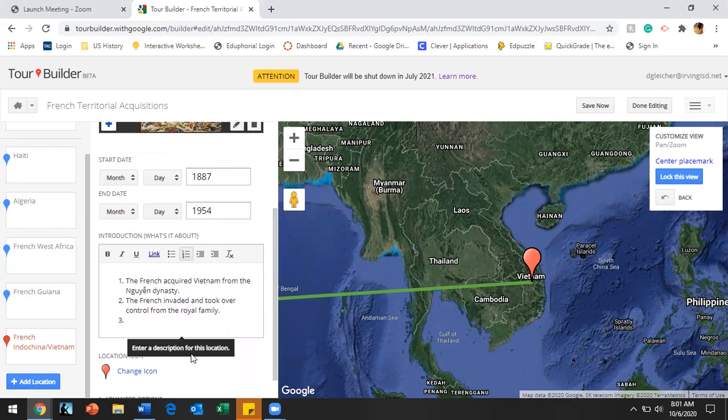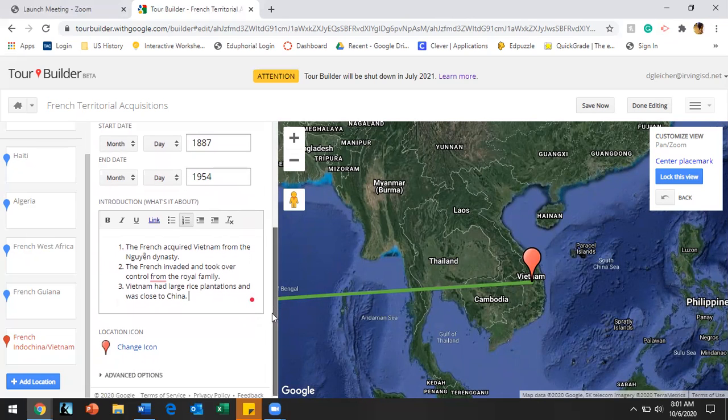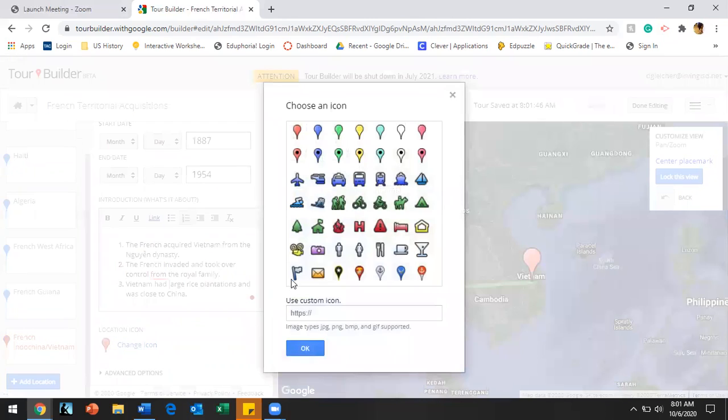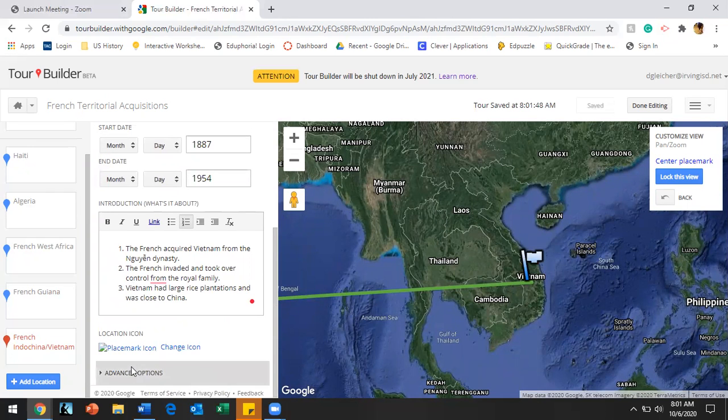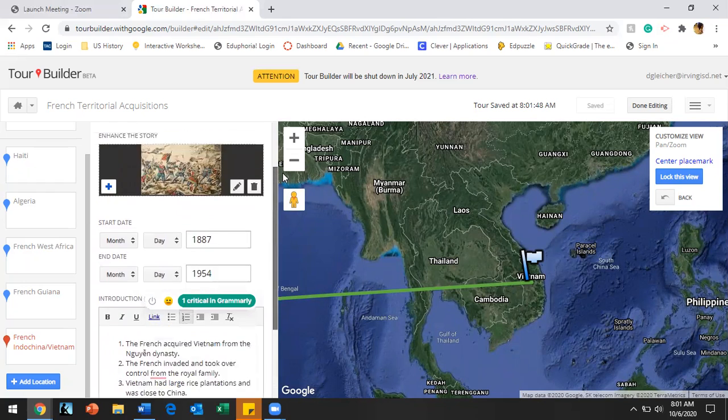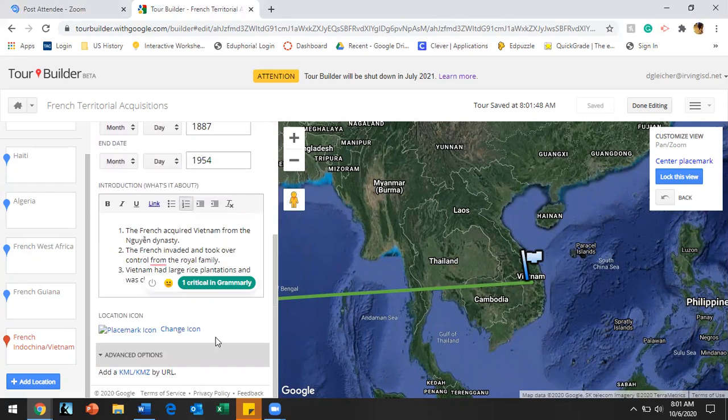And then I started filling this out. So the French acquired Vietnam from the Nguyen dynasty. The French invaded and took over control from the royal family. The reason why they won in Vietnam was Vietnam had large rice plantations and was close to China. And then I can even change the icon. I don't know if you noticed, but on most of them I changed it to a flag because we're talking about imperialism. And then that's really all it is, guys.